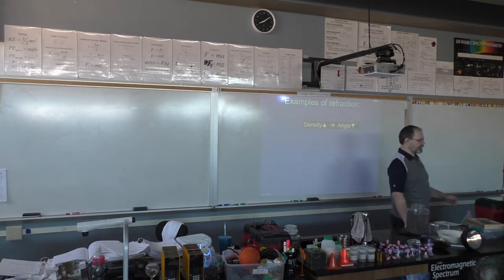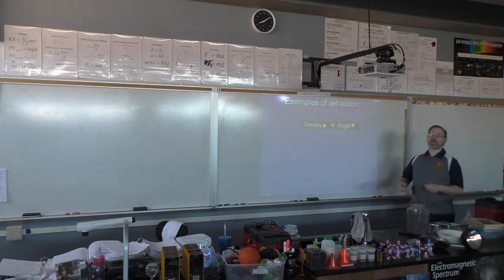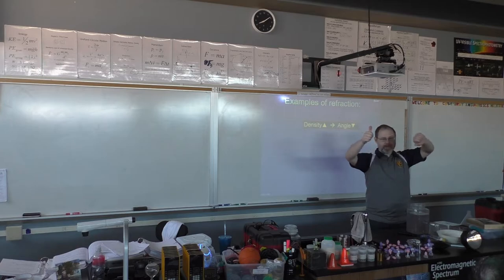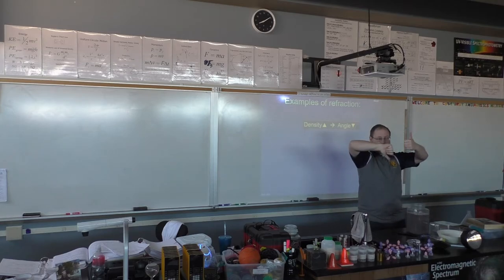All right, refraction. Here is the mnemonic. If density goes up, angle goes down. Okay. Everything in science is balanced, right? If the exponent goes up, the mantissa goes down. If the unit goes up, the number goes down. If the density of the material goes up, the wave angle goes down. If the density goes down, the angle's going to go up. Let me show you what I mean.